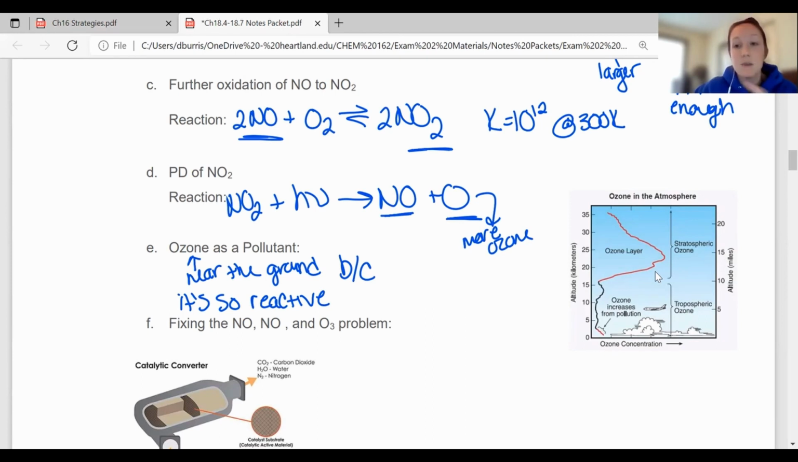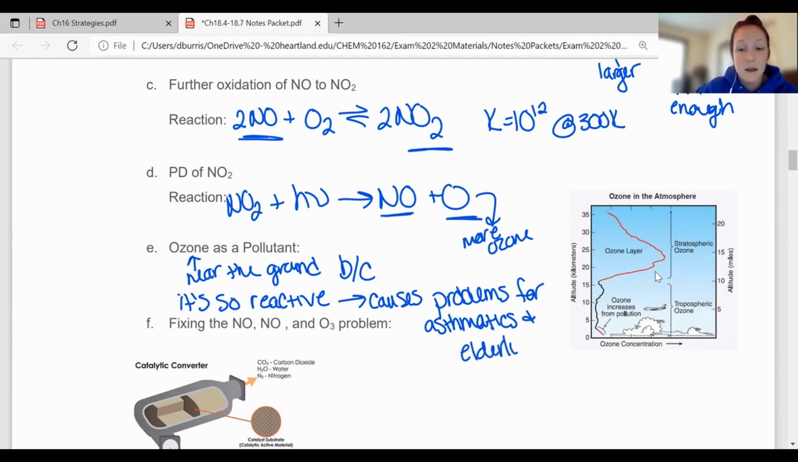So it's going to take up some of those O2s. And this really causes problems a lot of the time for people who have asthma and the elderly. So this causes problems for asthmatics and elderly. If we don't have the right percentage of O2 in the air, we can't breathe very well.